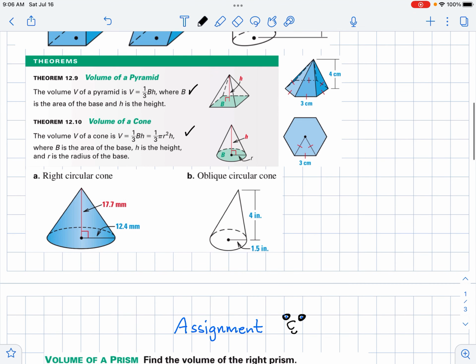So let's take a look here. Let's see what we've got. For this cone here, we've got 1/3 the area of the base, which is pi times 12.4 squared, times the height. There we go. 1/3 the base, there's B, times the height. Now it's going to be the same thing for this oblique circular cone. It's 1/3 the area of the base, pi times 1.5 squared, times the height. And there you have it.